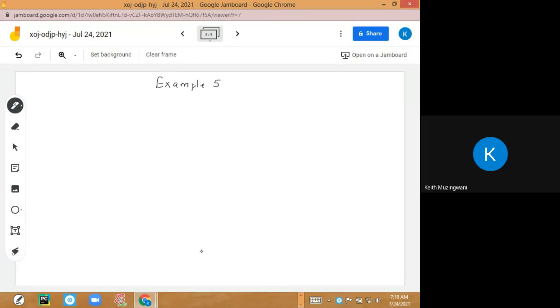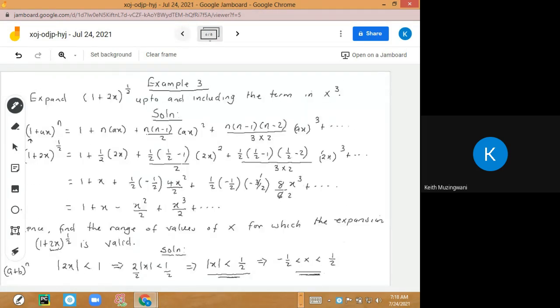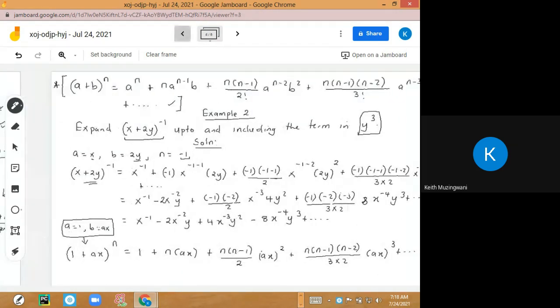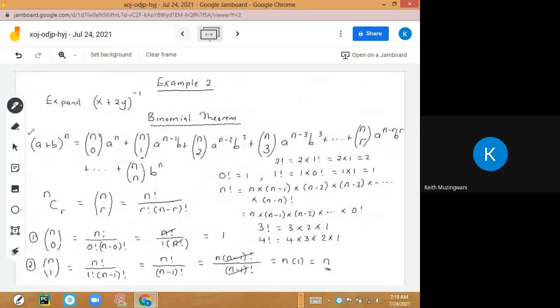Example 5. Okay, since we saw that in the original expansion, in the binomial theorem, you've seen this term here. This term is called the general term. And how it comes about, you are observing what is happening at each term.